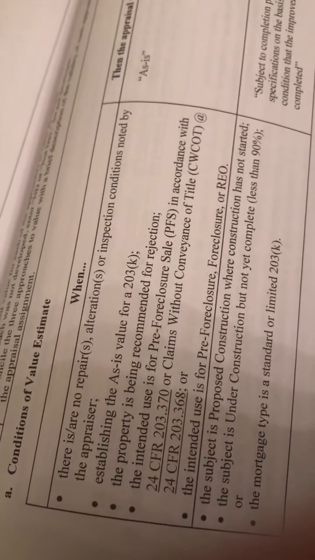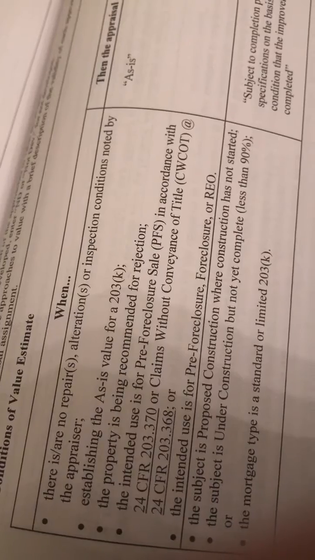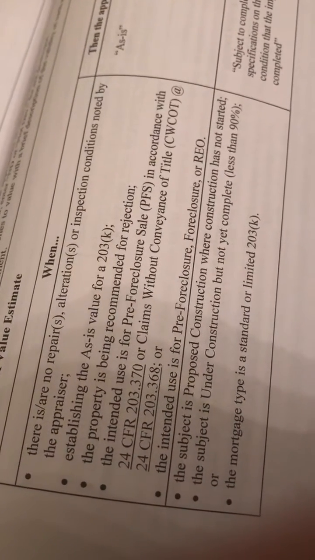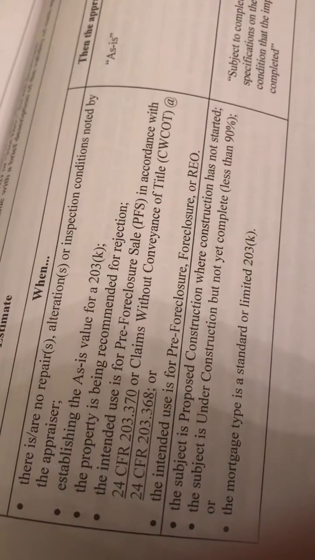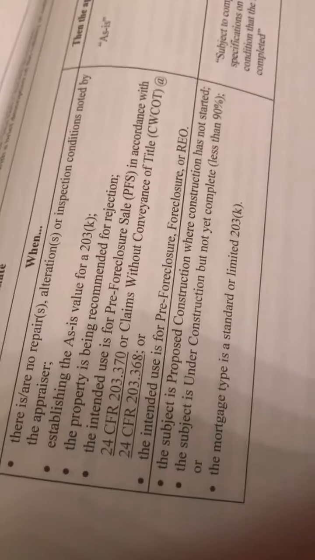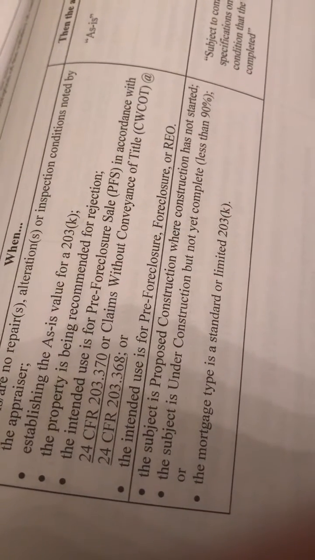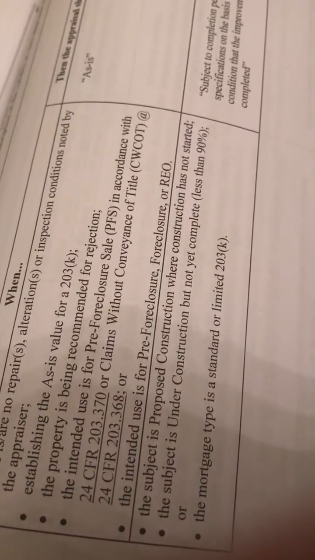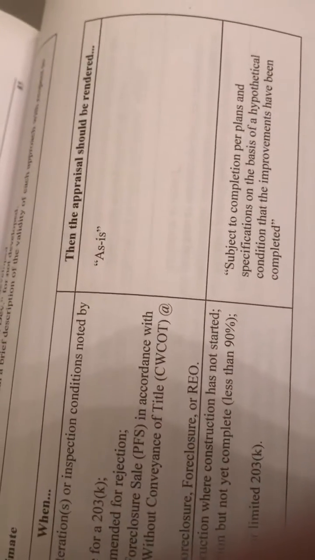The intended use is for pre-foreclosure sales, PFS, in accordance with 24 CFR 203.370, or claims without conveyance of title, CWCOT, at 24 CFR 203.368, or the intended use is for pre-foreclosure, foreclosure, or REO, then the appraisal should be rendered as is.